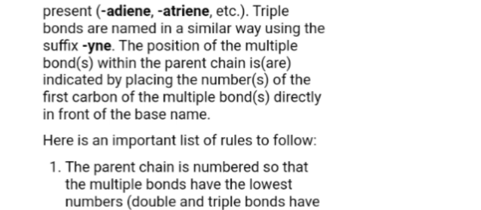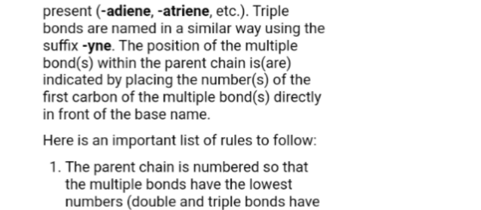That's all. Then the triple suffix: triple bonds are named in a similar way using the suffix "-yne". The position of the multiple bond within the parent chain is indicated by placing the number of the first carbon of the multiple bond directly in front of the base name. Directly in front of what? The base. Take note, first carbon.